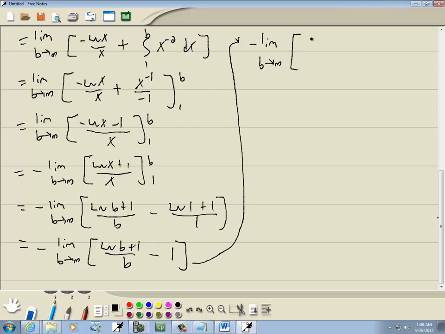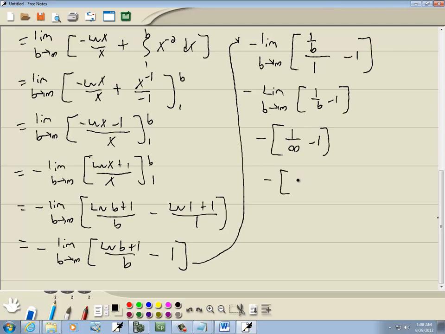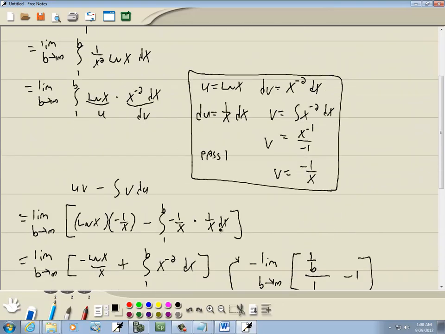Let's take derivative of the top. Well, derivative of natural log of b is 1 over b, and the 1 disappears. And down below, the derivative of b is 1. Okay. So then this just becomes 1 over b minus 1. And now I can plug in the infinity, and we'd have 1 over infinity minus 1. 1 over infinity is 0. And 0 drops away, and we end up with a positive 1 for our answer. It wasn't too bad.